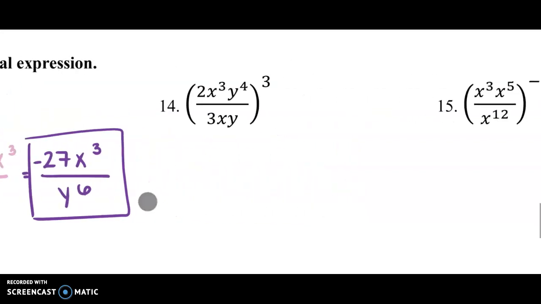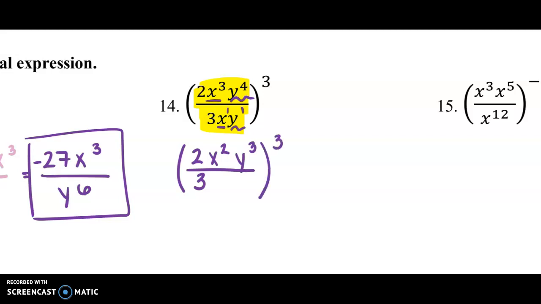Okay. Number 14. Again, my suggestion, simplify what's in here if you can. So x to the third divided by x. Remember, this 2 and this 3 are just going to stay where they are. There's nothing I can do with that. X to the third divided by x to the first, 3 minus 1 is 2, and it always goes up top, so x squared. Y to the fourth divided by y to the first, 4 minus 1 is 3. It's positive, stays up top, and that's all to the third power.